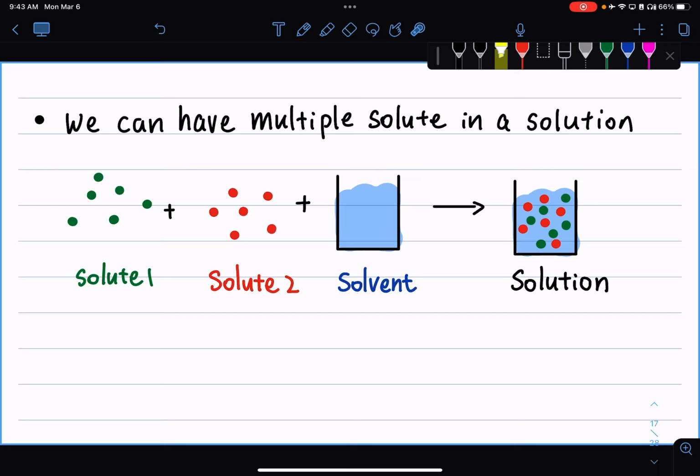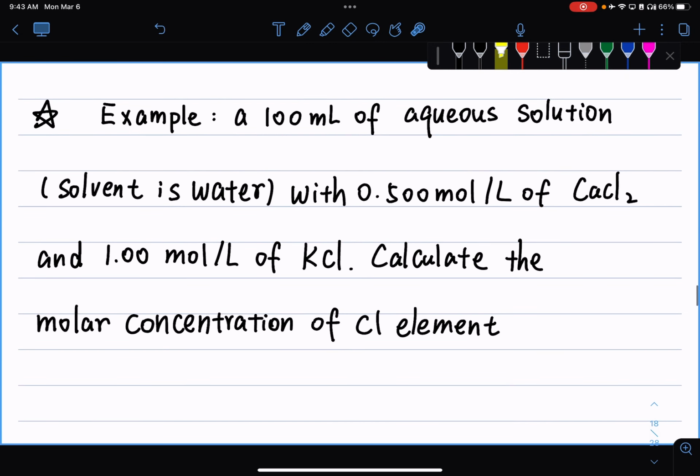One example question: imagine you have 100 milliliters of some type of aqueous solution. When we say aqueous solution, we're just saying the solvent we're using is water. In this aqueous solution, I'm giving you the molarity of 2 different solutes: calcium chloride with a molarity of 0.5 mole per liter, and potassium chloride with a molarity of 1.00 mole per liter. Can you calculate the molar concentration of the chlorine element in that aqueous solution?